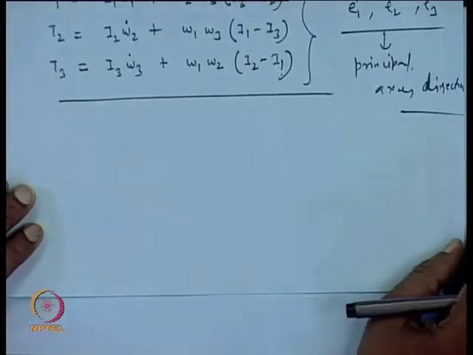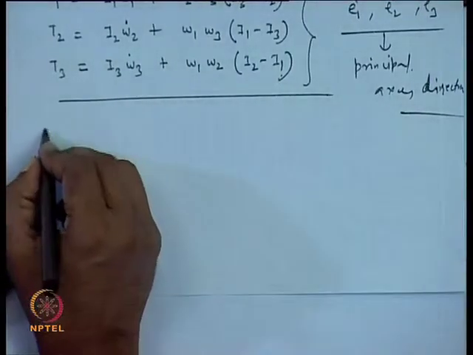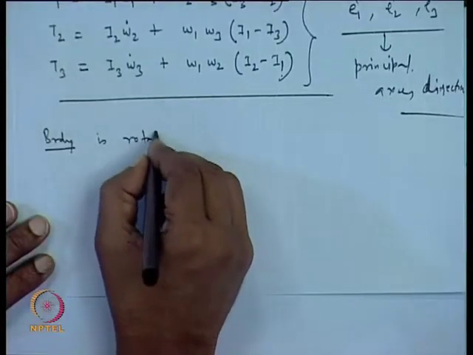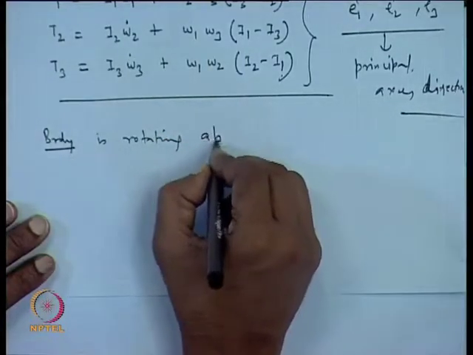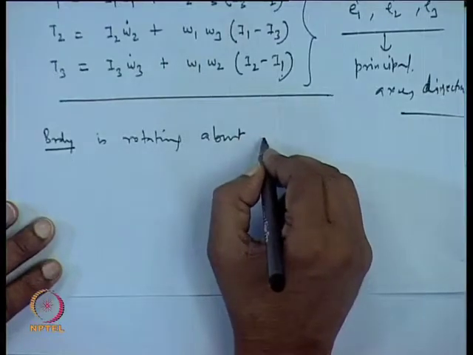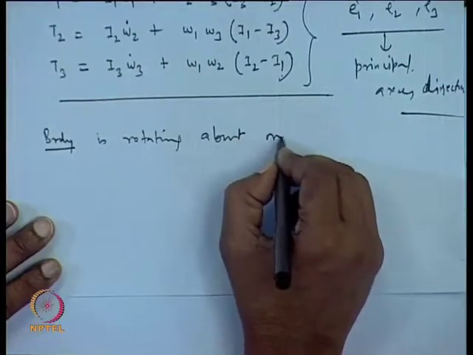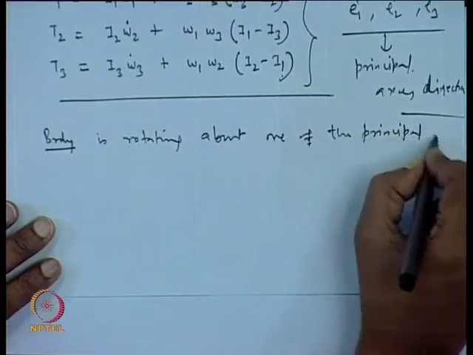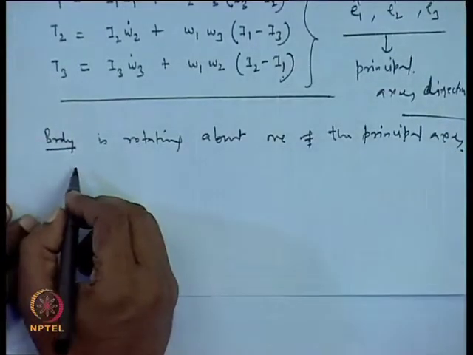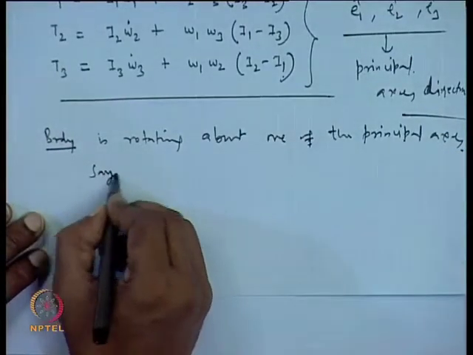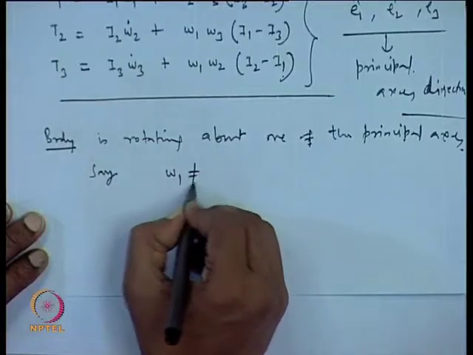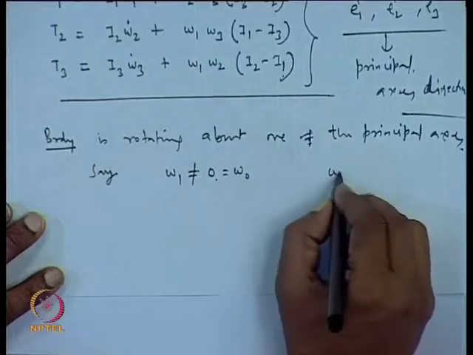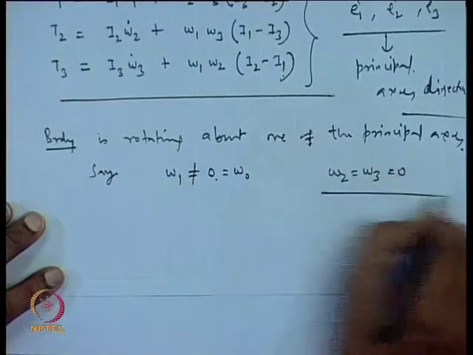Now, in this case, if you consider that the body is rotating about one of the principal axes, then let us say this is omega 1, which is non-zero, and this we are putting as omega 0, and omega 2 and omega 3 equal to 0.